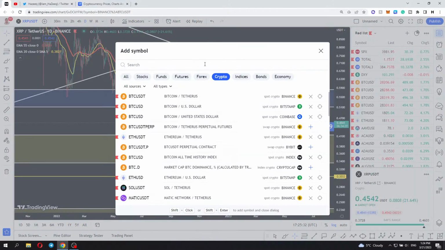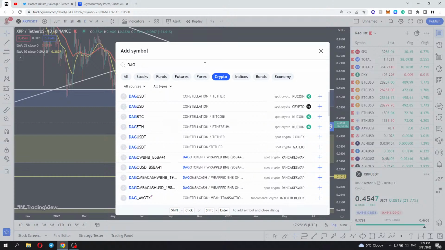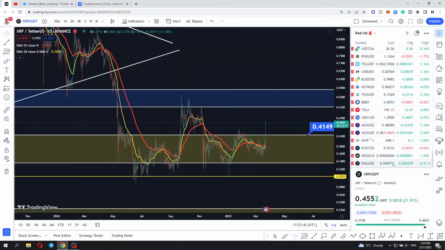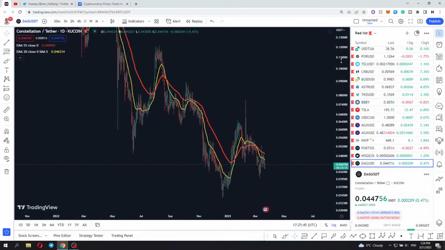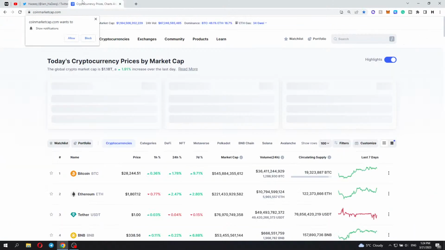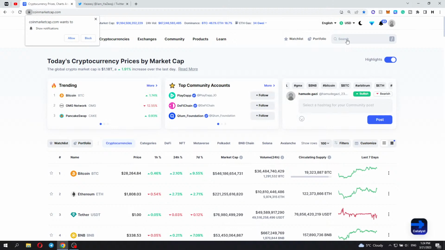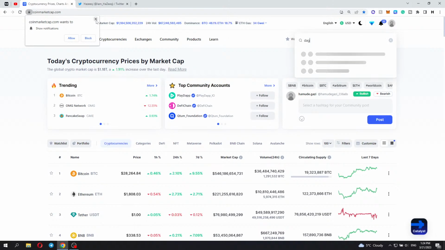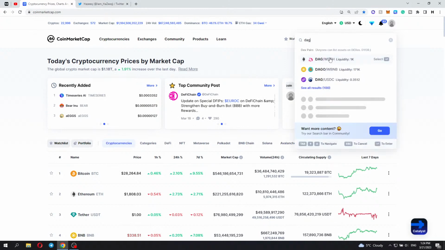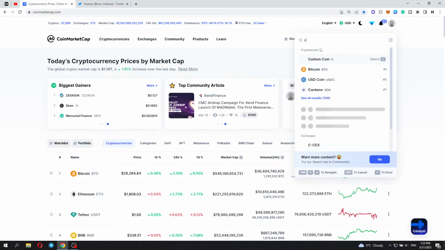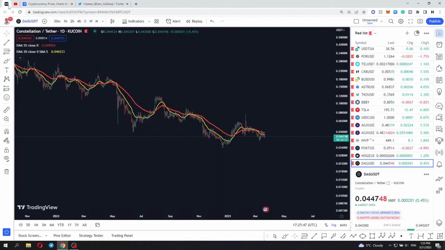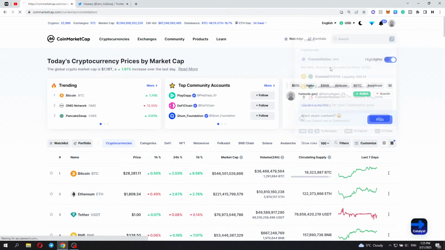Okay, so take a look at DAG. Constellation, we'll do the KuCoin chart. All right, and let's open up the CoinMarketCap page immediately, just so we know what we're dealing with, because I don't think I've heard of this project. Constellation is the name, okay. There we go.